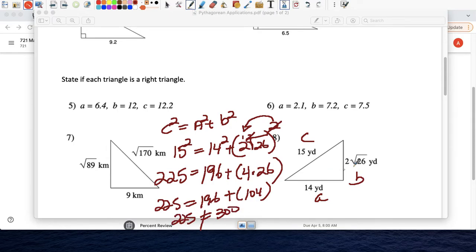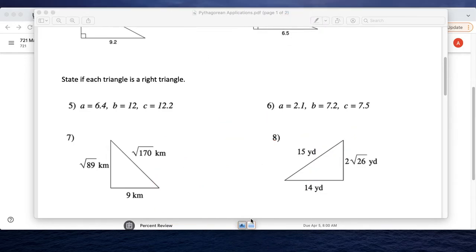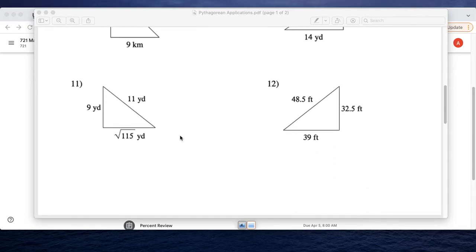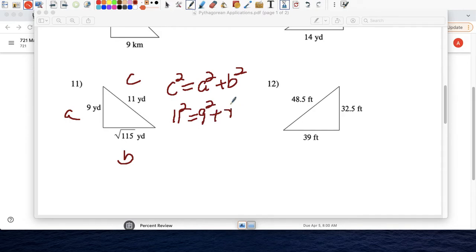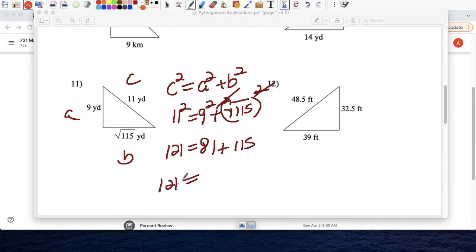So, definitely not a right angle triangle. Not the measurements of a right angle triangle. Next, we got 2 more. So, again, this is C, A, and B. So let's raise everything to the second power. 11 squared, 9 squared, plus square root of 115 to the second power. 11 squared is 121, 9 squared is 81, and then radical 115 to the second power. Remember, there's a 2 here. That and that will go away. You're left with 115. 121 is not the same as 81 plus 115, which is 196, so definitely not the same.